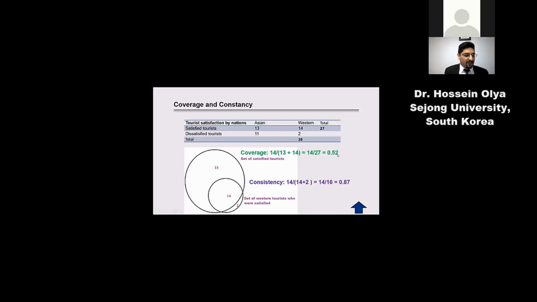This coverage shows the proportion of the memberships in the outcome that is explained by the solution. What is the solution? The solution is the Western tourists. And what is the outcome? The outcome is satisfied tourists. So if you simply divide the number of Western who are satisfied by the total number of satisfied tourists, you will come up with the coverage.